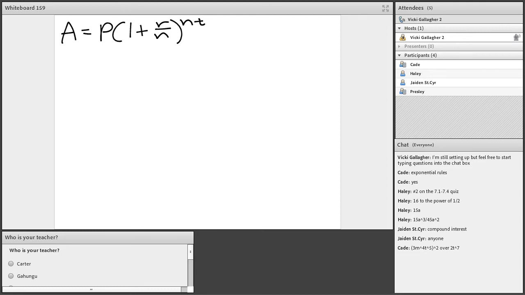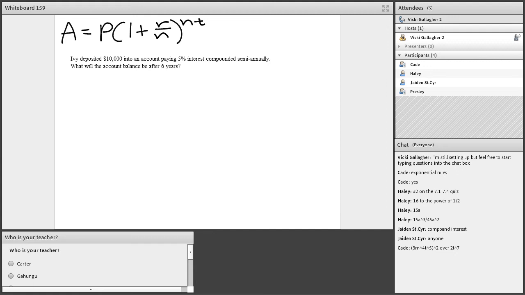It's ridiculous. Ivy deposited $10,000 into an account paying 5% interest, compounded semi-annually. What will the account balance be after 6 years? All right, so here's the word problem. And so we just need to figure out which numbers are which letters.